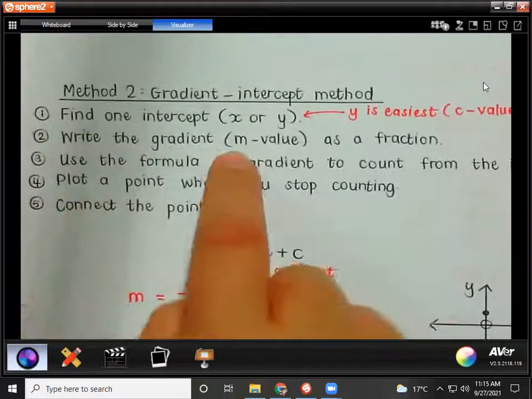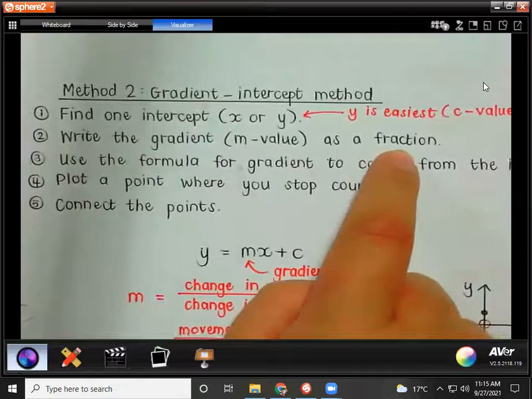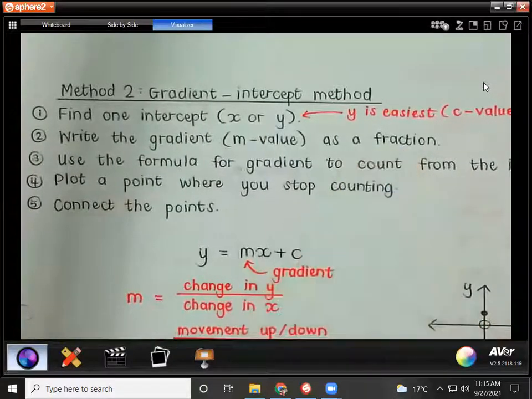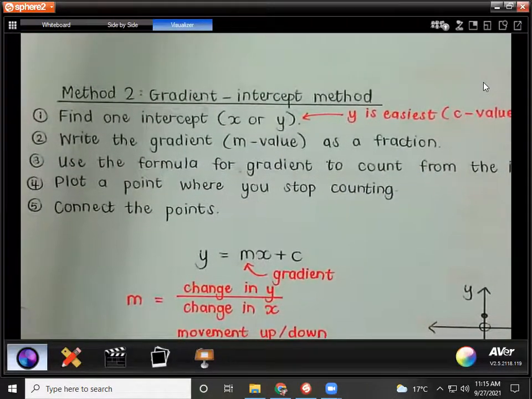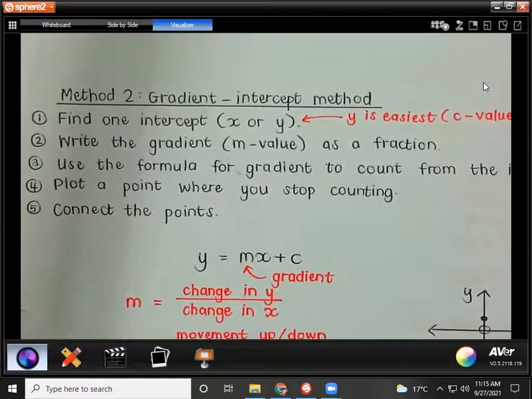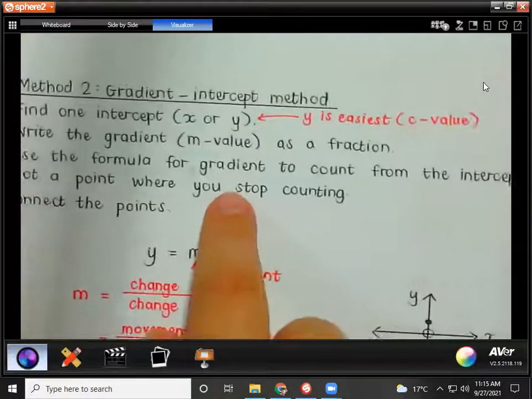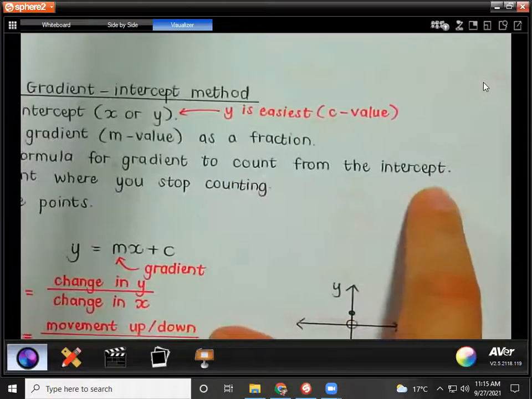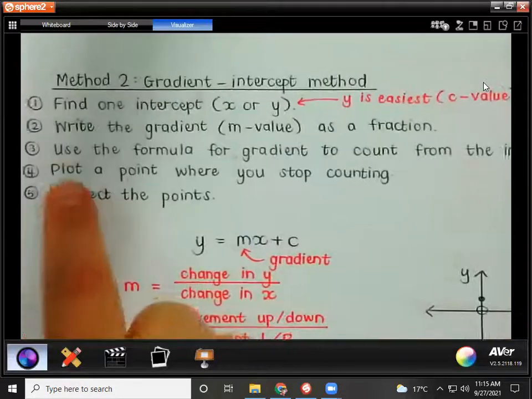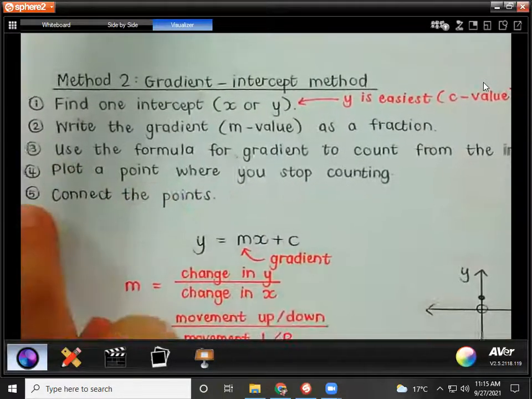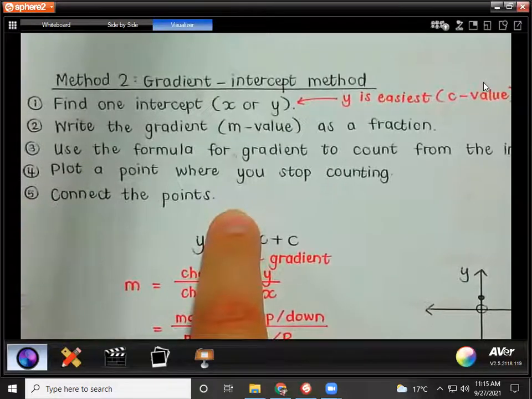Then you're going to write the gradient as a fraction. Remember that? The number at the top tells you how you're going to count up or down. The number at the bottom tells you how you're going to count to the left or the right. So you put your pencil on your y-intercept and then you count from that point according to your gradient. All right, so that was step 3. Use the formula for gradient to count from the y-intercept. You plot a point where you stop counting and then you connect those points.